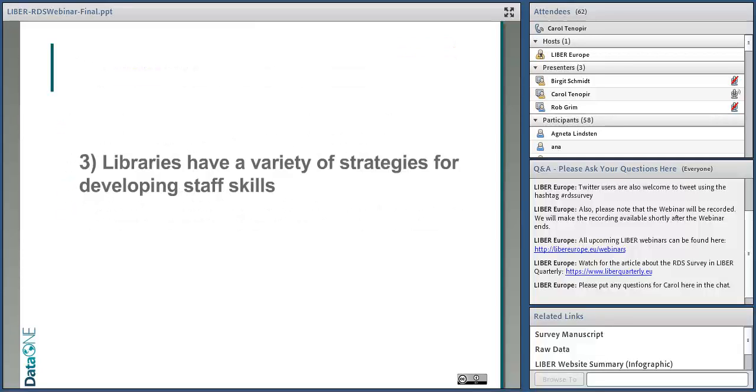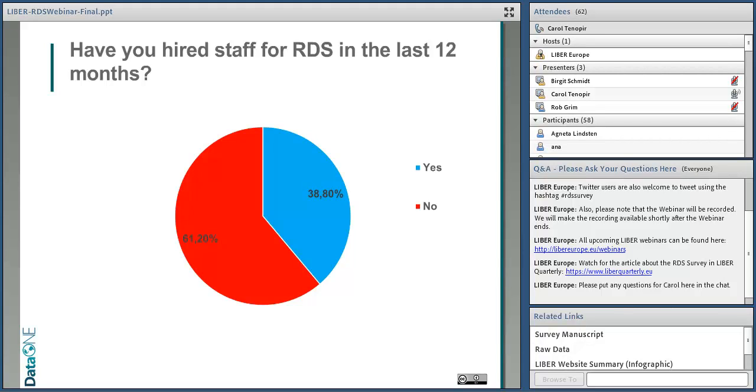Okay, let me talk now about developing staff skills, because I think that's an important motivation for many people to be involved in these kinds of webinars: how do we get staff skills developed? I'll talk to you about some of the strategies for staff skill development that were mentioned by the libraries that responded. We asked several questions that had to do with strategies for staff skills development.